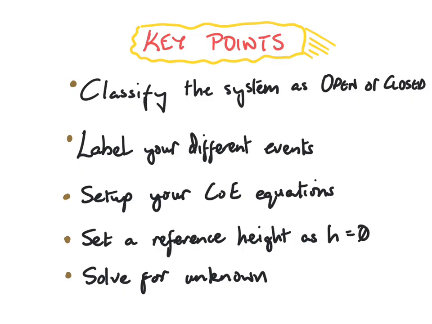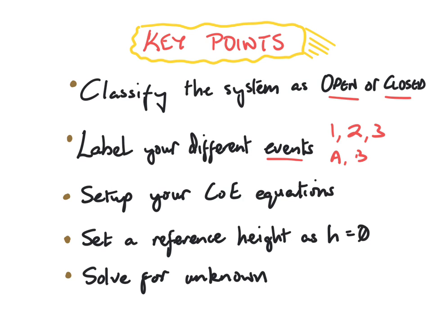So just to recap on key points, if you're given a conservation of energy problem, you need to classify the system as either open or closed. And you need to figure that out nice and quickly. You need to label your different events, that could be labeled as 1, 2, or 3, or we saw in our practice problems A and B. These are events, different points in time.